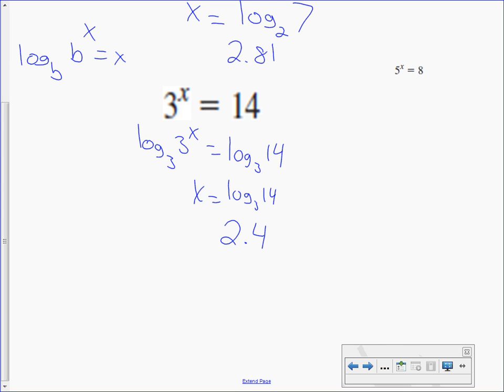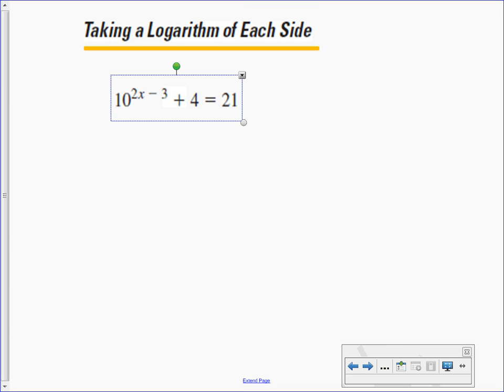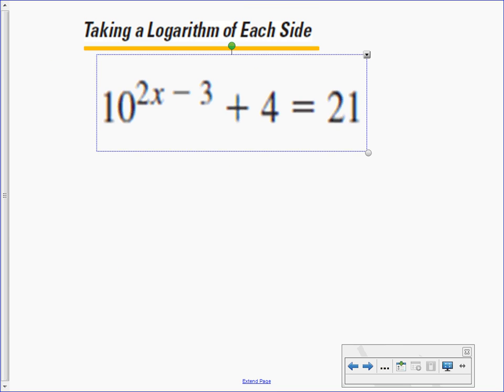I mean, it looks weird, but the steps that we're doing to solve most of these things are relatively easy. You take whatever number has the x with it, like the base, because you want to get that x out of the exponent, out of the air, if you will. Now what do you think you gotta do? 10 to the 2x minus 3 plus 4 is 21. Perfect. First thing you gotta do, move the 4. Very good.